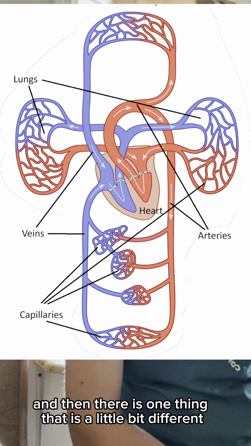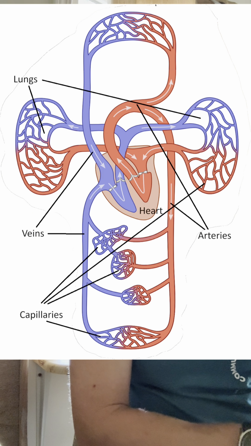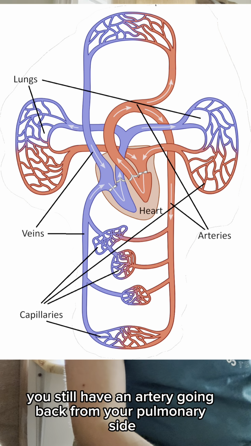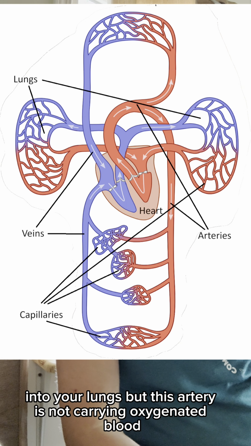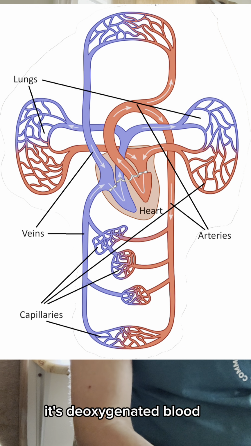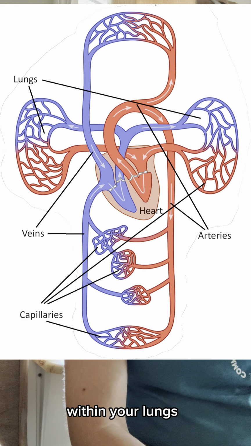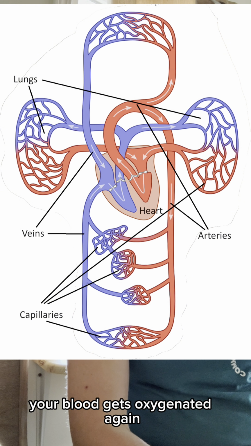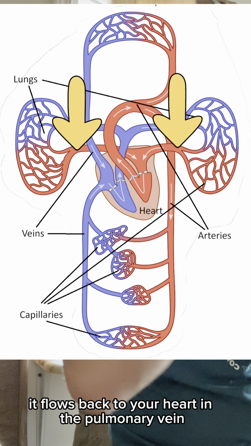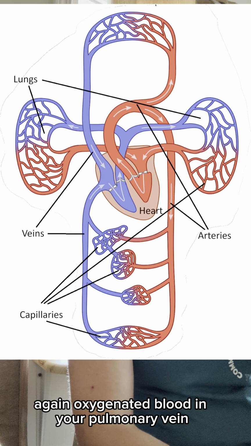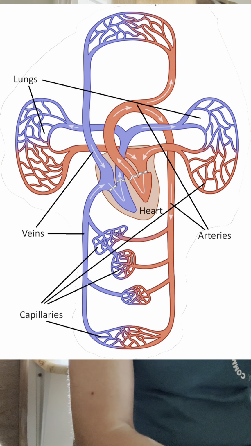And then there's one thing that is a little bit different. You still have an artery going from your pulmonary side into your lungs. But this artery is not carrying oxygenated blood, it's deoxygenated blood. Within your lungs, in those capillaries, your blood gets oxygenated again. It flows back to your heart in the pulmonary vein. Again, oxygenated blood in your pulmonary vein.